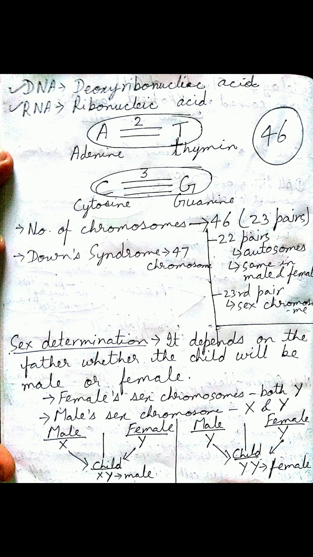Okay, moving ahead. Number 31, we don't have anything. Number 32 is for horses. H is 20. Humans have 23, so horses will have 32 pair of chromosomes. Just reverse the digits. Now come to 39.